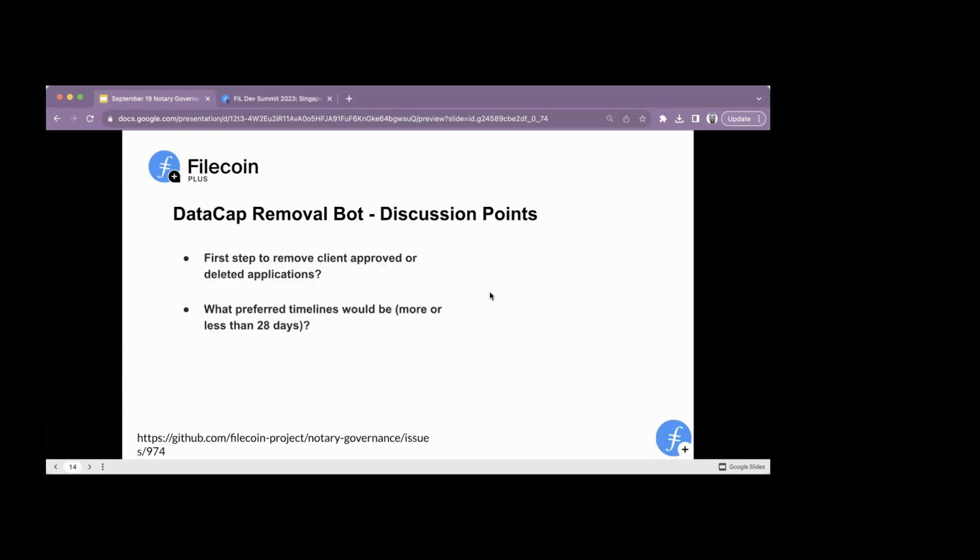Then there were 2 specific questions that he's looking to gather from notaries, from storage providers, from people in the ecosystem and community. The first one is, how should this process happen? Should this be automatic? Should this be pinged? Should this go out? So if you have any thoughts on that. But the main question really is, what's the timeline? Essentially, should that data cap be removed if not used in 28 days? Is 28 days an unreasonable number?